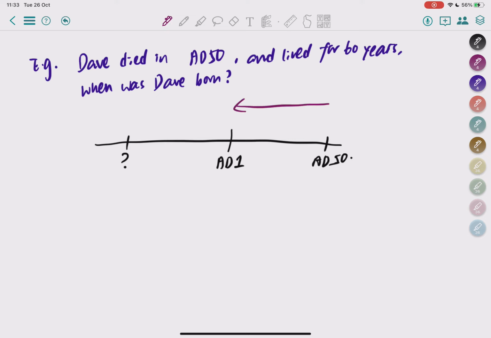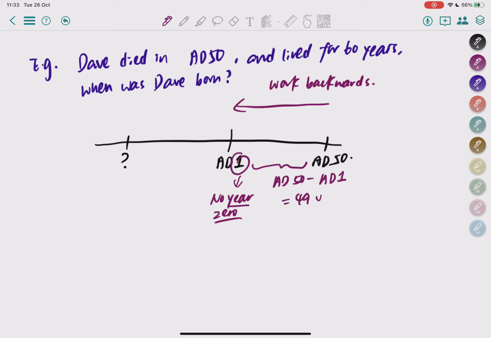This time, we have to work backwards because we have the year he died, so we need to find out when he was born. Again, be reminded there's no year 0 for AD. So we just need to deduct AD 1 from AD 50 to find out the years between the two years, which is 49 years.